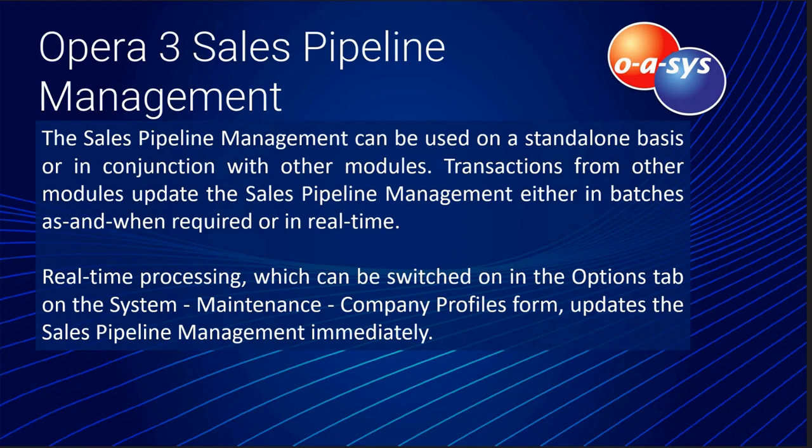As you can see from the screen, the SPM module can be used on a standalone basis, but it also can be used in conjunction with all the other modules. So transactions from modules update sales pipeline management either in batches as and when required or in real time. Real-time processing, which is switched on in the options tab under system maintenance company profiles, updates the sales pipeline management immediately. So it shares information, and information is updated and shared immediately.